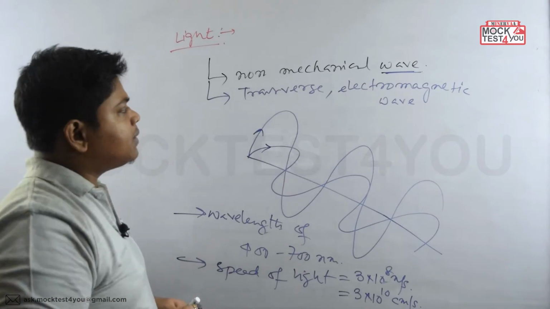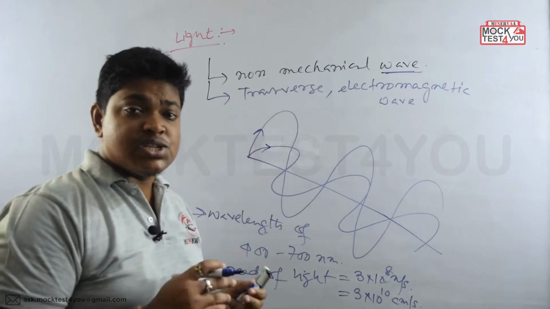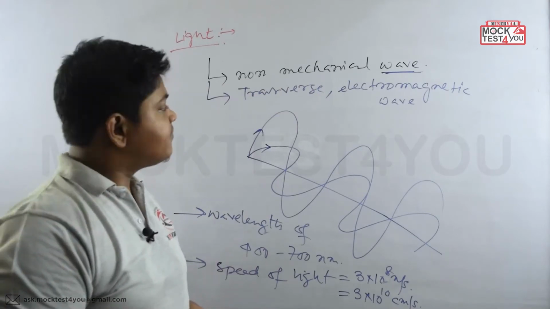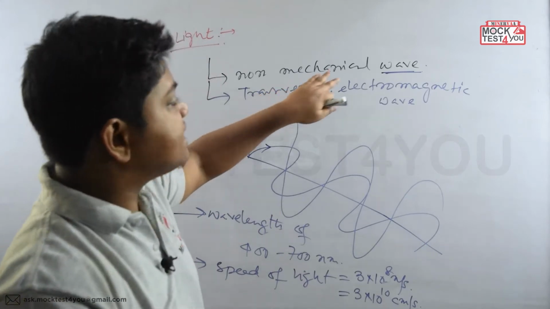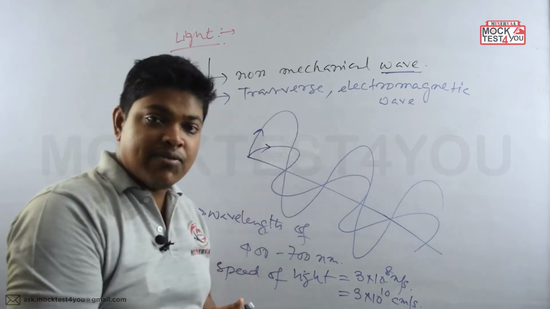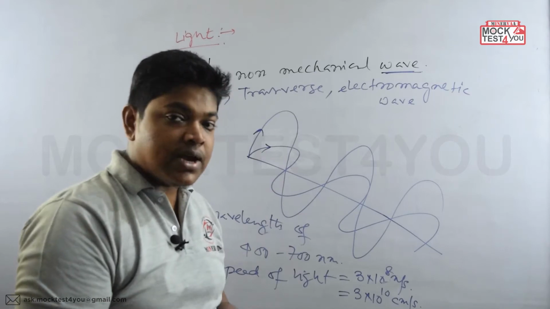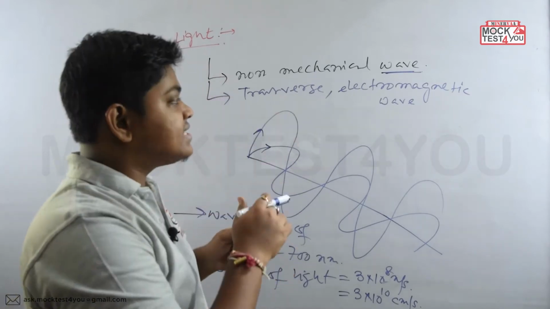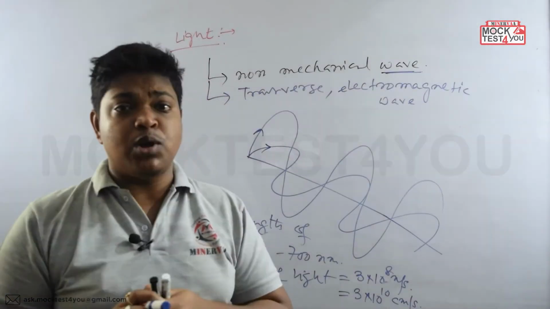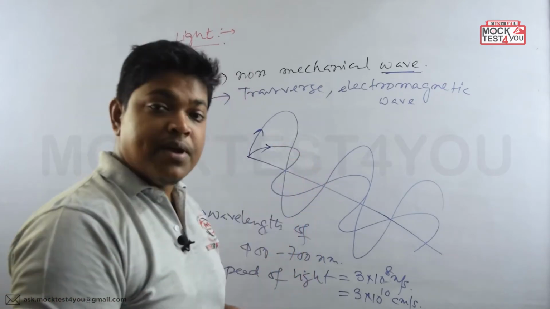So some of the properties we have just lined up: it's a non-mechanical wave, that's why it doesn't need any kind of medium to travel, right? It's a kind of transverse electromagnetic wave. It's a combination of electric and magnetic waves which are inclined to each other at an angle of 90 degrees, right? And it's a transverse wave because it is able to move at 90 degrees with respect to the propagation of these two waves.